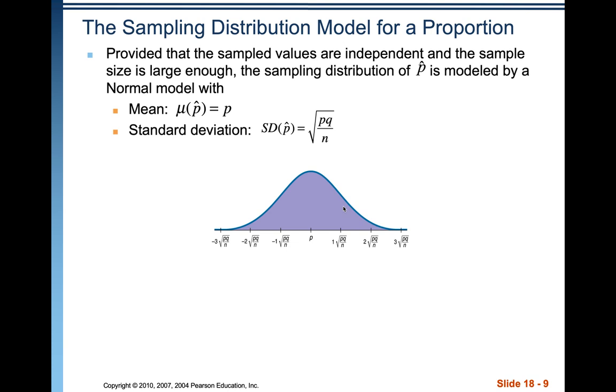All right, so here we have our sampling distribution. Just one more time, just to reiterate, the mean value of all the sample proportions, all the p-hats, is p, the population proportion. And the standard deviation of p-hat is given by the square root of p times q over n.